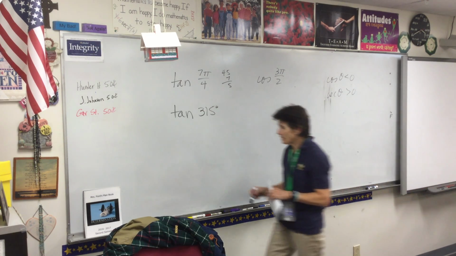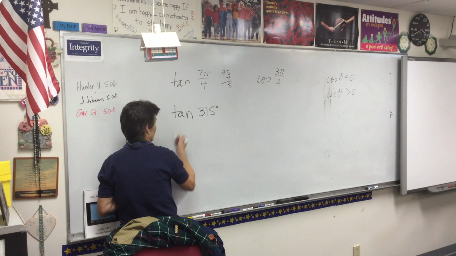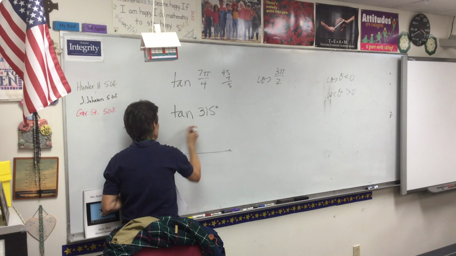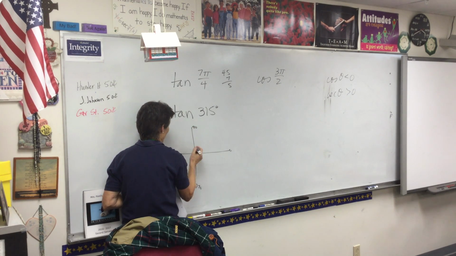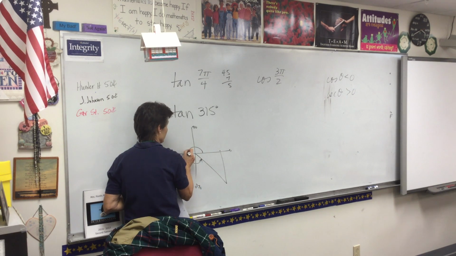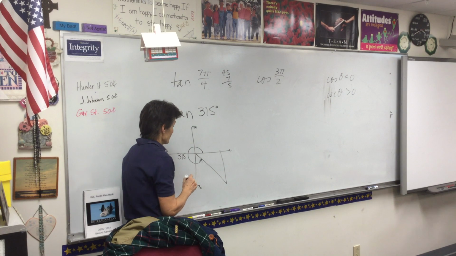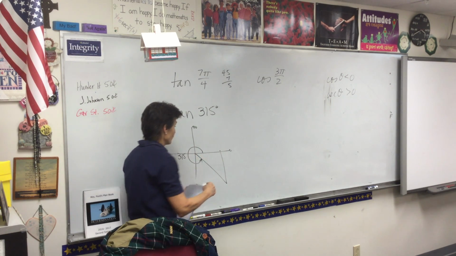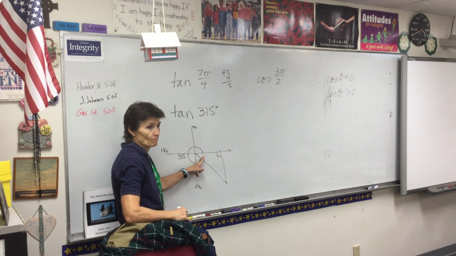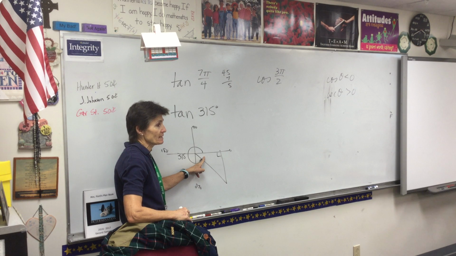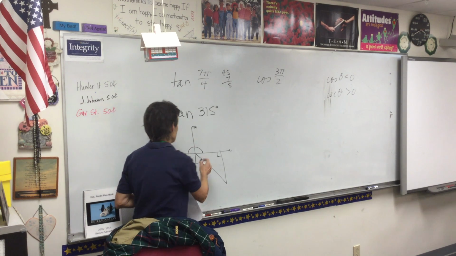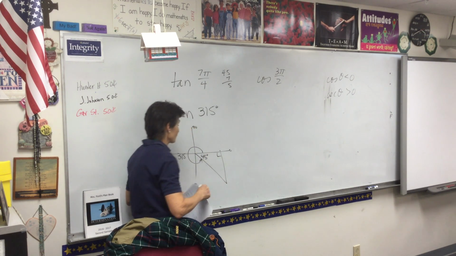All right, so now I know it's 315. So what do I do now? Graph it. And 315 would be all the way over here, right? That's 315. So then I gotta find this angle right here. How will I do that? The arithmetic I do is 360 minus 315, so that's 45 degrees.